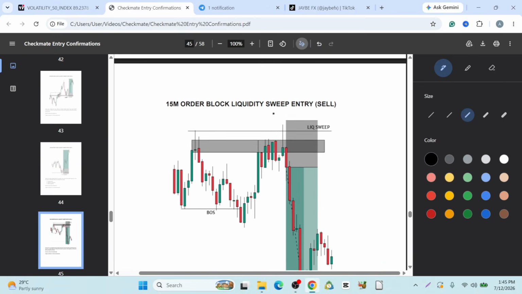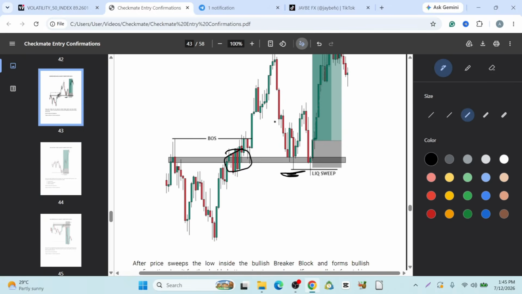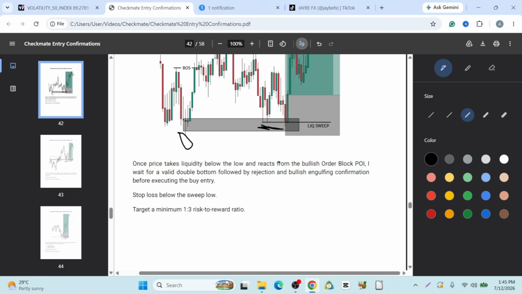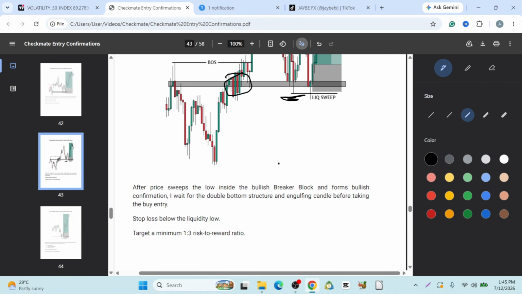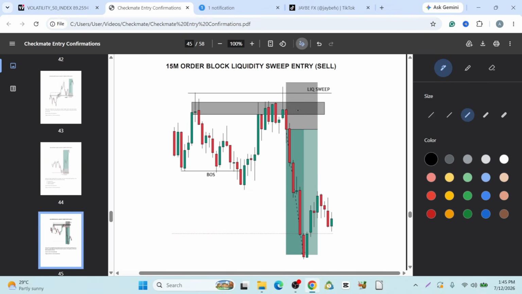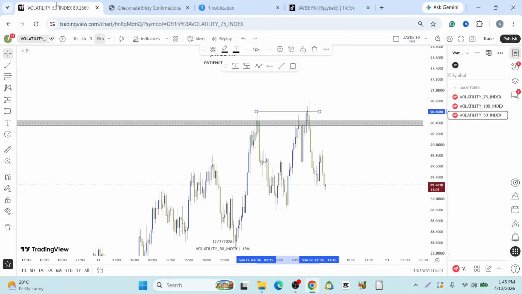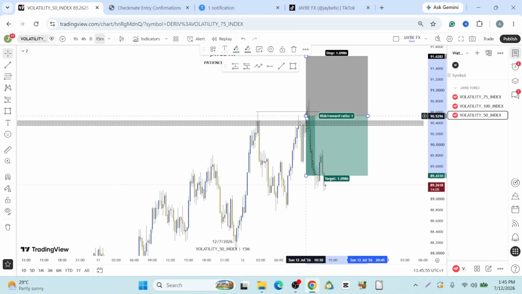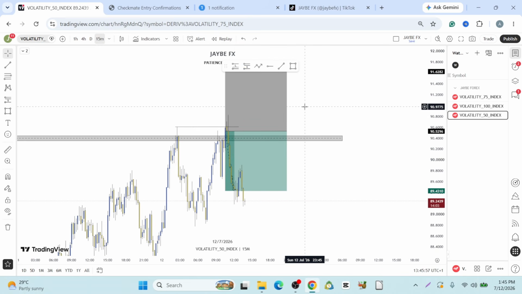Okay, this is it. I have one. This example is for order block, this is an example for breakout block, and this is an example for key levels. So as you can see, this is basically what we saw here. And what do you have to do? Wait for engulfing. Personally, I like doing this.